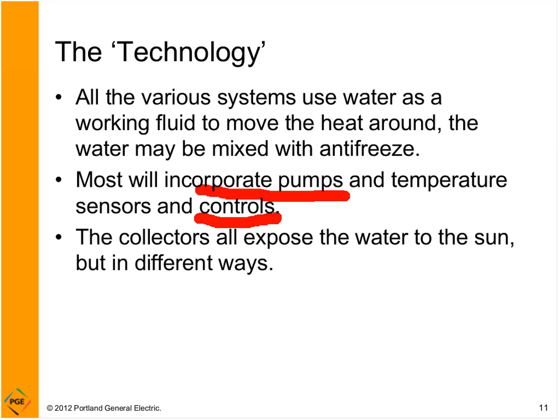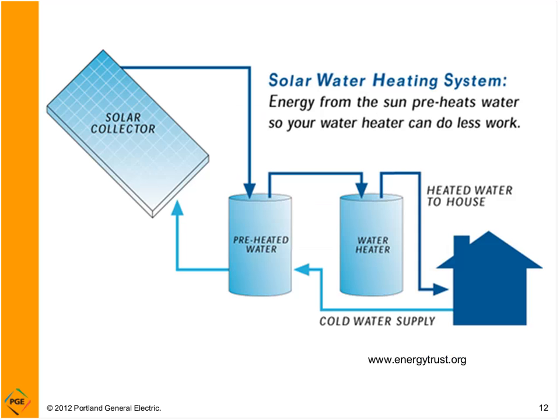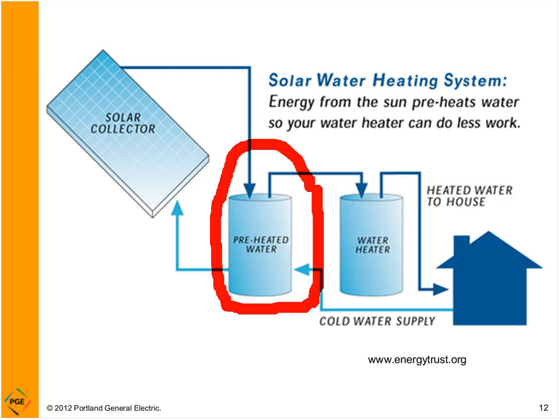Basically, all the collectors will expose the water to the sun, heat the water up, but they do that in different ways. This is a real typical collection scheme. I wanted to show you this because there are some common elements that are, as I say, real typical of solar thermal systems. The big one here to look at and talk about is the preheat tank.